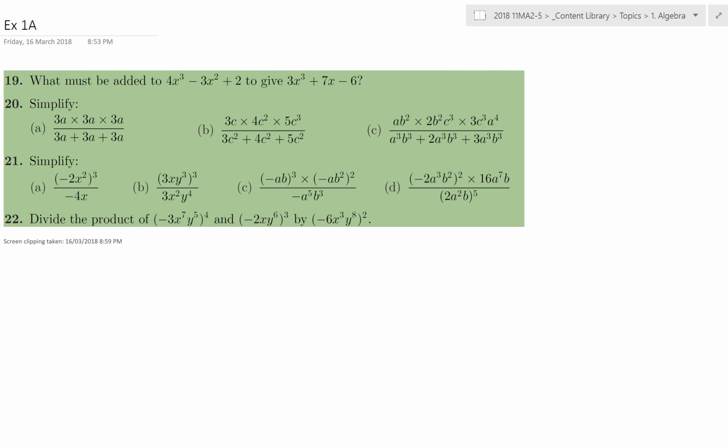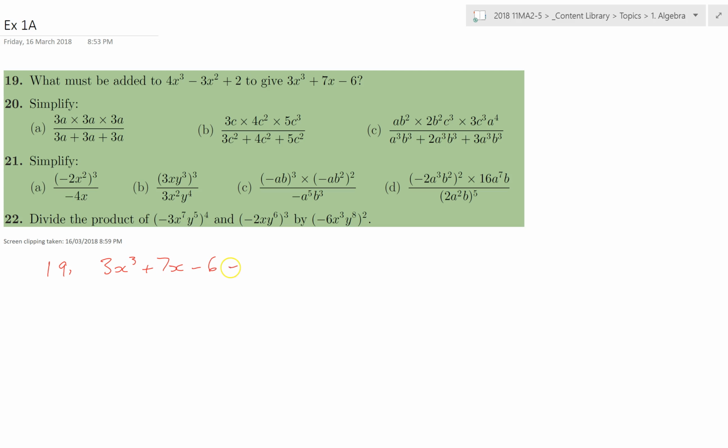We might have a look at this first one here. What must be added to this to give this? Well, if I said, what has to be added to 5 to give 7, the mathematical way of finding that answer is to do 7 minus 5. So I want to end up with this, and I've started with this. If I do this minus this, so let's say question 19, let's write this nicely, 3x cubed plus 7x minus 6. So that's what I'm going to end up with.